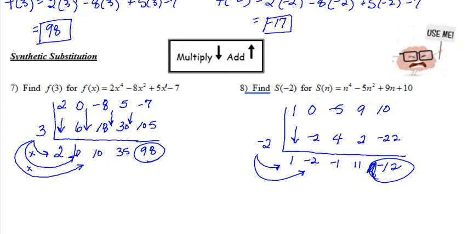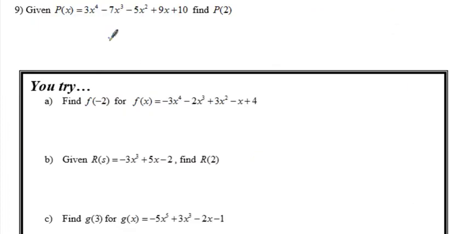Let's do one more together, and then I'll give you a moment to check your skills on this in the box. So let's do one more. P of x. Let's set up our synthetic substitution table. Everything seems to be in order, and I actually have a 4, 3, 2, 1, and 0, so I don't need any 0 placeholders. I'm evaluating at 2. I bring the first term down as is.